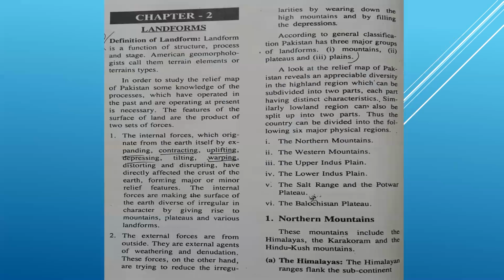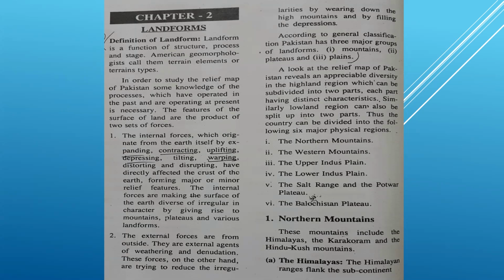Number one, mountains. Number two, plateaus. Number three, plains. The relief map of Pakistan, as you know in detail from the previous class, reveals an appreciable diversity in the highland region, which can be subdivided into two parts, each part having distinct characteristics. Similarly, the lowland region can also be split up into two parts. The country can be divided.